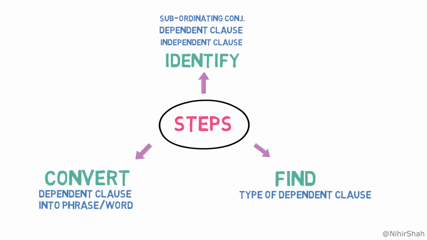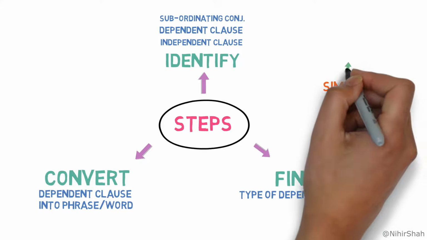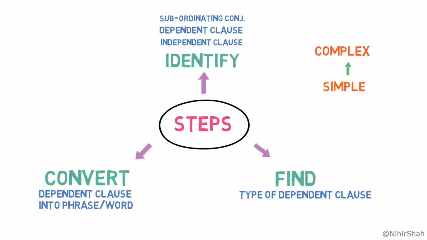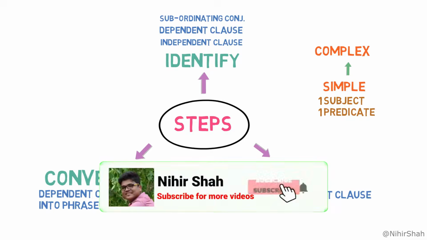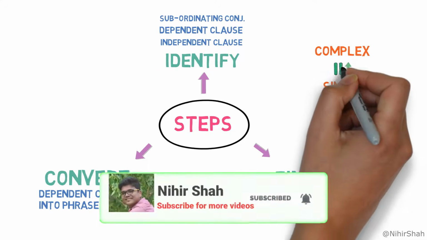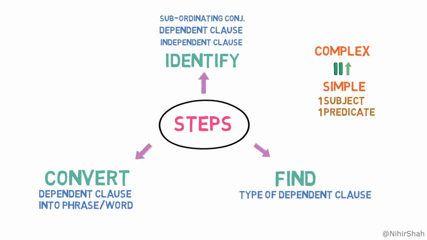After performing the steps, just check the simple sentence which is converted from a complex sentence. The final sentence should contain only one subject and one predicate to be qualified to become a simple sentence, and its meaning should be identical to the meaning of the complex sentence.